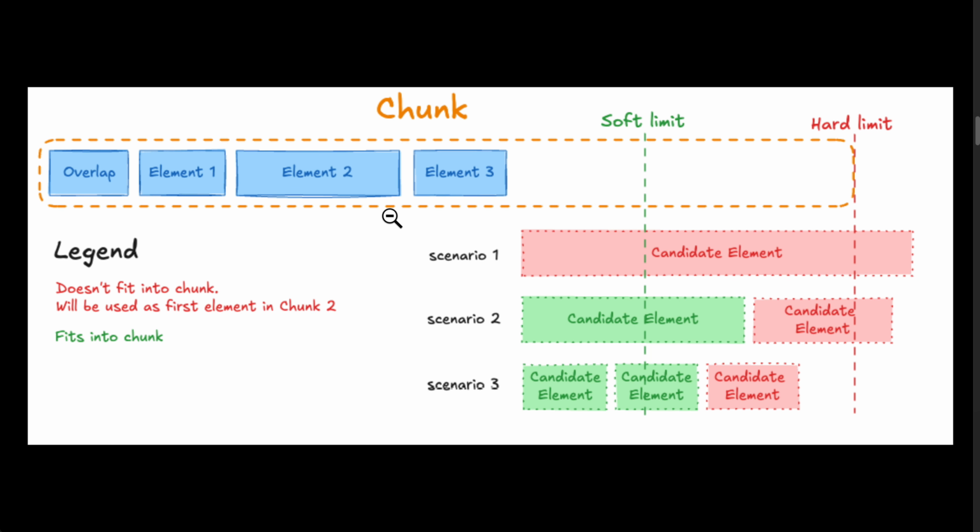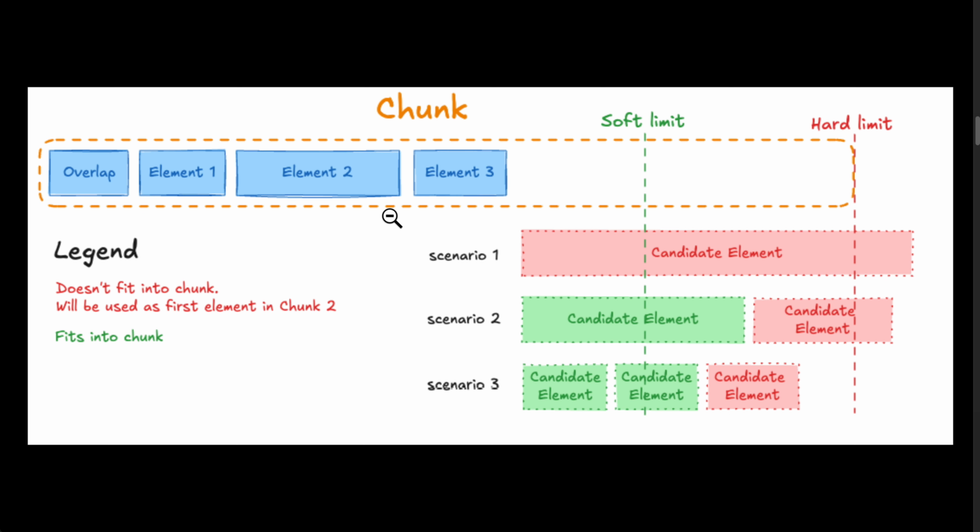In this picture, we'll see the orange dashed area representing a chunk. In this chunk, there are three elements. The sizes of these elements fit within the chunk. The green dashed line towards the right of this graphic indicates the new after n characters limit, or soft limit. The red dashed line towards the right is the max characters, or hard limit. You'll notice in scenario 1 that the next element, this candidate element, exceeds both the soft and hard limits. Therefore, this element will be contained in the next logical chunk.